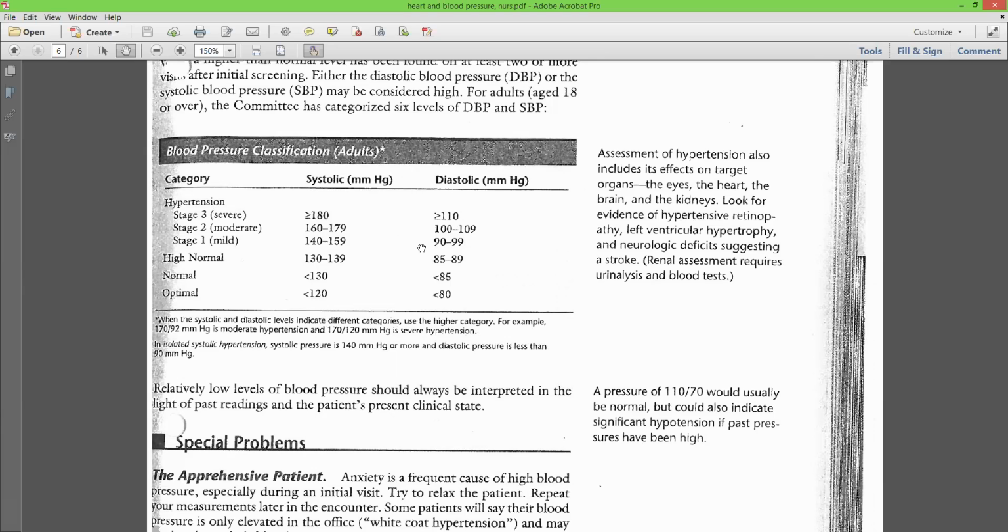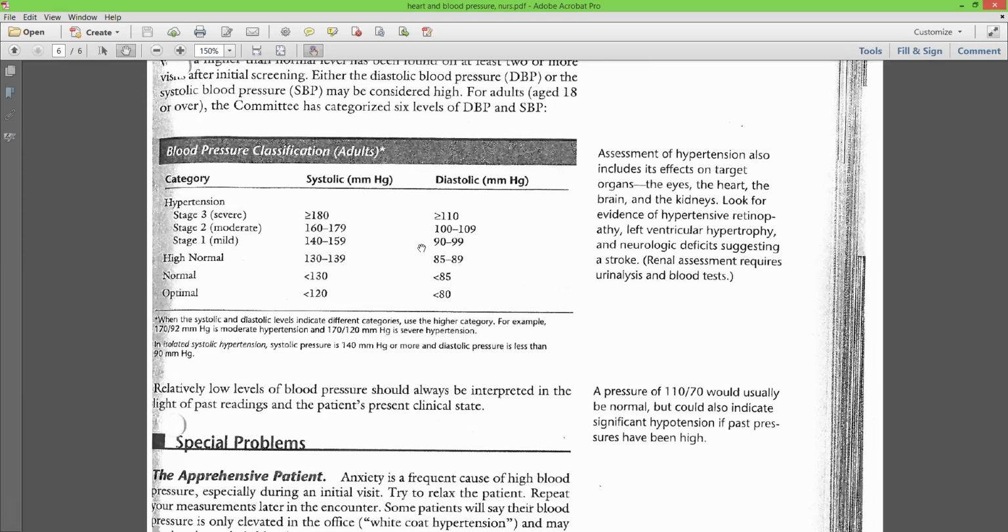Normal average 120 over 80, up to 139 over 89. So there's your range: 100 over 60 to 139 over 89. You have normal, low normal, high normal. Now, if I had a person that was 139 over 89, even though that's high normal, we're still monitoring, okay?